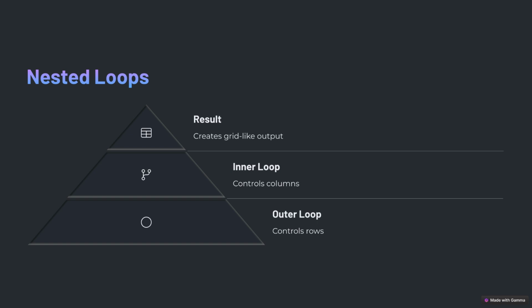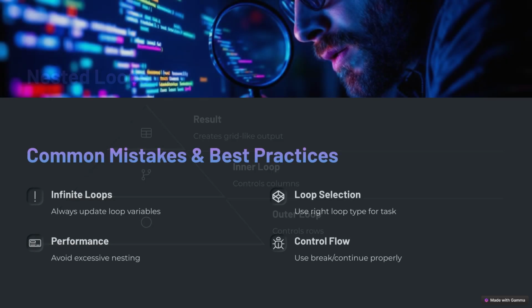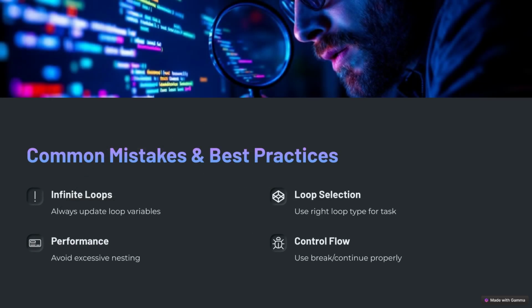Before wrapping up, here are some common mistakes to avoid when using loops. 1. Forgetting to update the loop variable, which can cause infinite loops. 2. Using the wrong loop type for the task. 3. Overusing nested loops, which can slow down performance. 4. Not using break and continue properly, leading to unexpected behavior. Following these best practices will make your loops efficient, readable, and error-free.